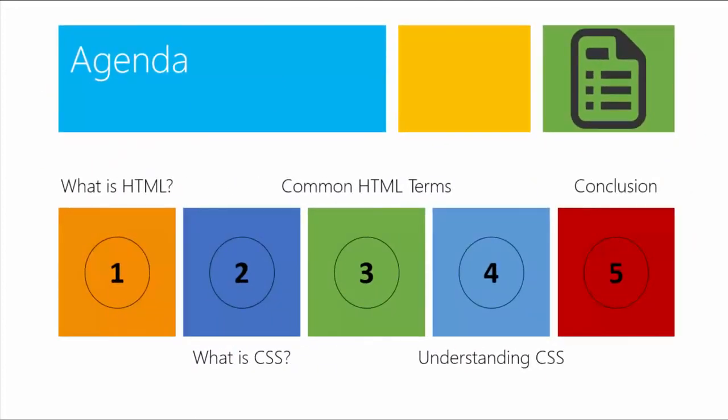Here's the agenda. We'll begin by taking a look at what is HTML, followed by our conceptual understanding of cascading style sheets. Then we'll dive deeper into some of the common HTML terms so that you understand what the HTML structure looks like and how it functions. In comparison, our fourth agenda point is understanding CSS. How is it structured? How does it work? What can it do for us? And then finally, in conclusion, we'll recap the common differences, the similarities, and functionalities of HTML and CSS.